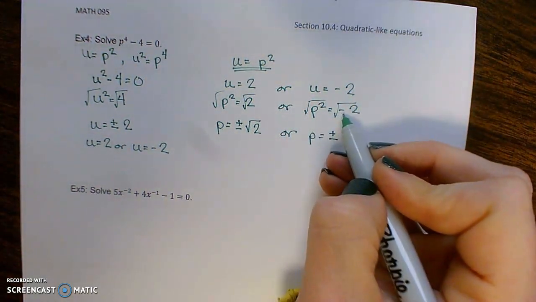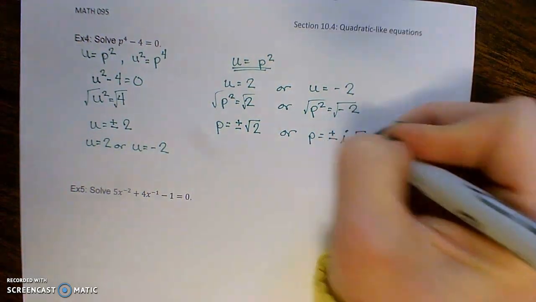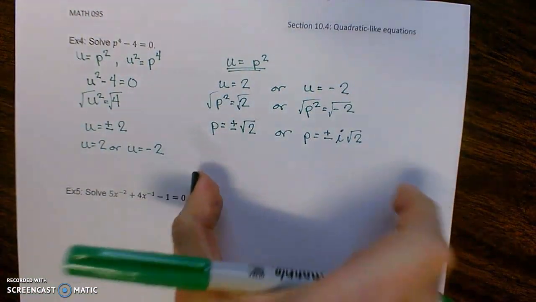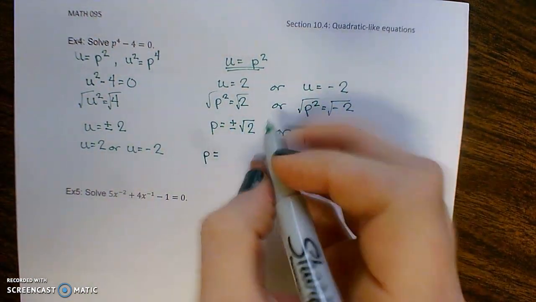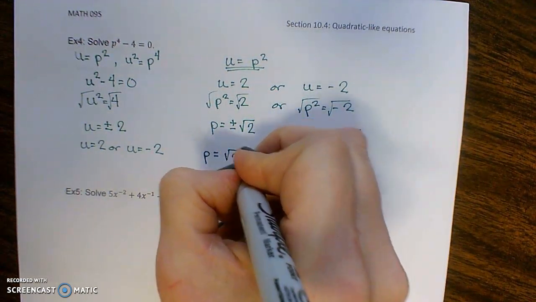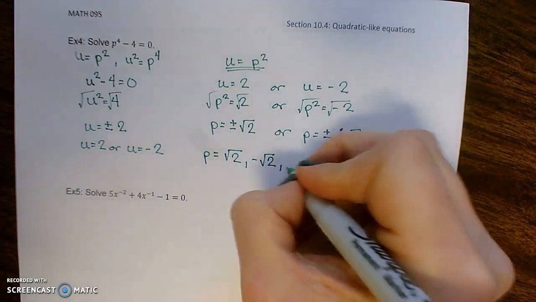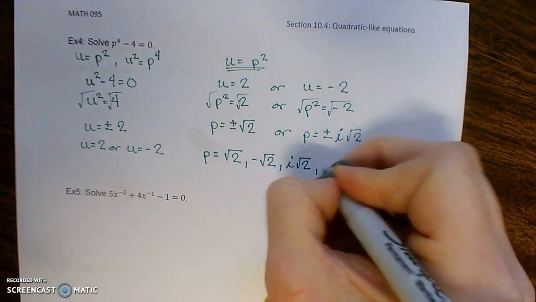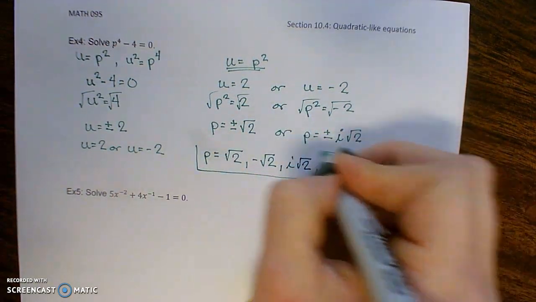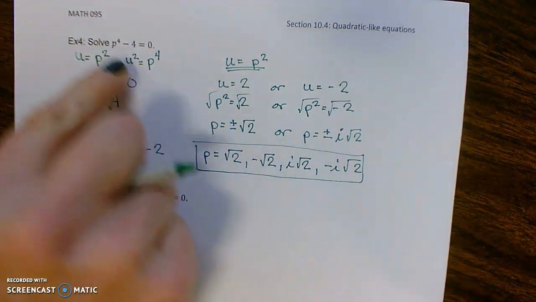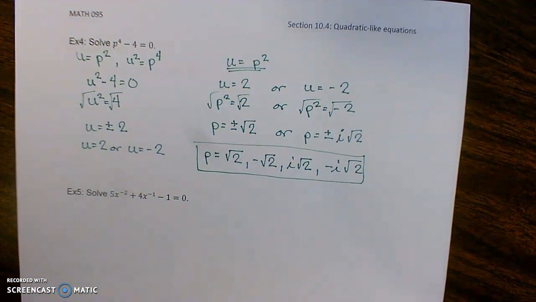Notice you have a square root of a negative. That'll come out as i root 2. So at the end of the day, we actually have 4 possible solutions. Plus or minus root 2, so that's positive root 2, negative root 2, and plus or minus i root 2. So i root 2 or negative i root 2. Something to notice is that we get 4 solutions, and the original exponent was 4. P to the fourth gives us 4 different solutions.